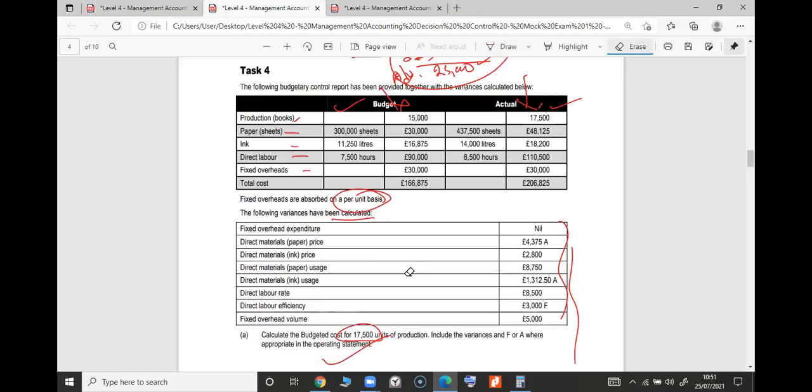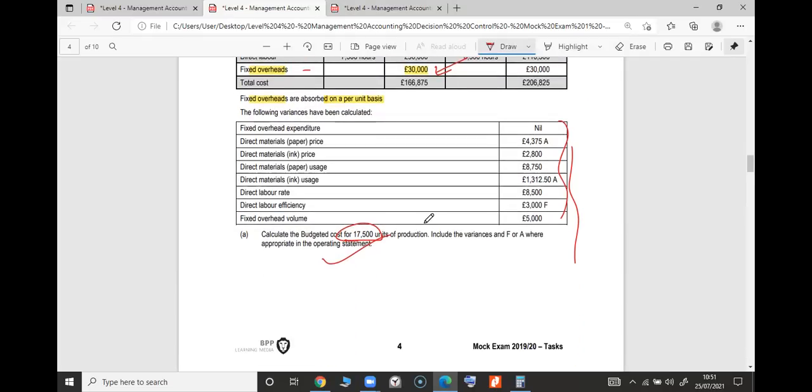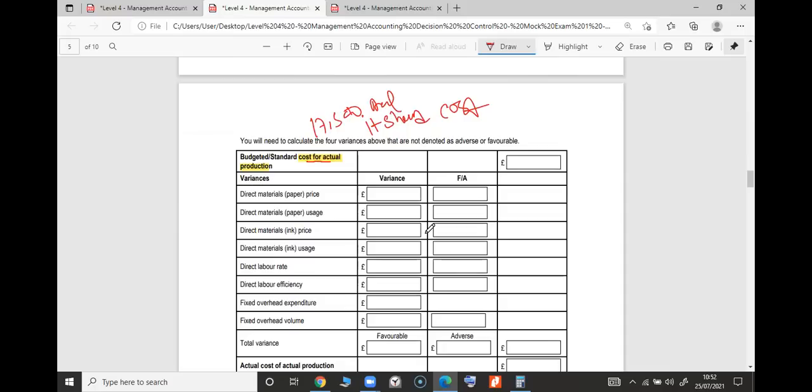Here, one thing I'd like to highlight is the fixed overhead, which is absorbed on a per unit basis. You know this fixed overhead. If you have budgeted 30,000 for 15,000 units, of course, for 17,500, it should be what? Higher. Make sense? Yeah, that is the only trick. Everything else is easy in this particular question. And the best thing is they have done the variances for you already, which will not always be done. You will have to find them out.